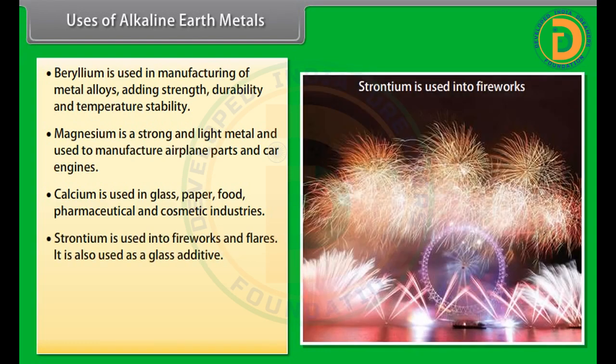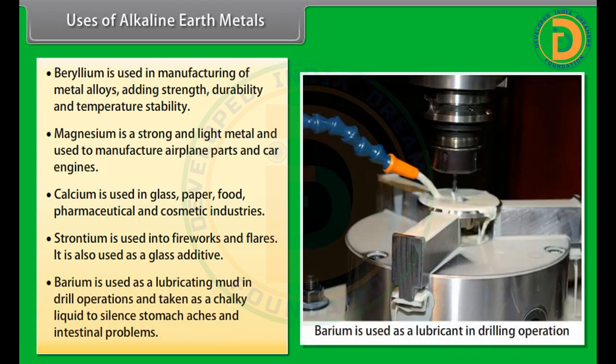Strontium is used in fireworks and flares. It is also used as a glass additive. Barium is used as a lubricating mud in drill operations and taken as a chalky liquid to relieve stomach aches and intestinal problems. General characteristics of the compounds of alkaline earth metals.